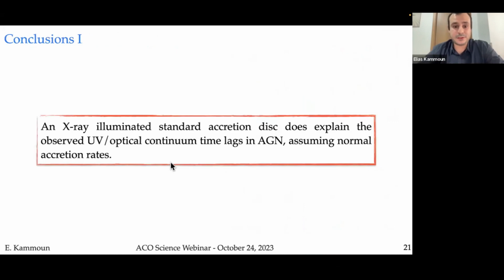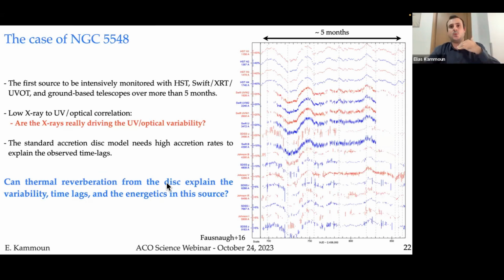So the first conclusion that we can say here is that an X-ray illuminated standard disk, assuming standard masses and standard accretion rates, does explain perfectly the UV optical continuum time lags. And that's very important. That's a first test that the model of thermal reverberation passed. But then we can go and we should go beyond that.